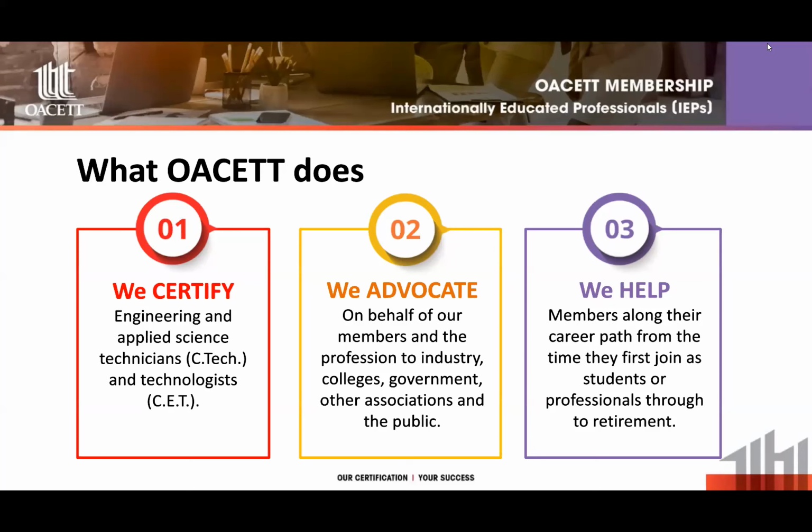And what else do we do? We help members along the career path. So we have many members that join as students. Of course, if you're internationally educated, you will have already completed your post-secondary education, in which case you usually join us as an internationally educated professional. So I just want to make note that this is an excellent category to join us under. OACETT was one of the first organizations that actually made sure that people who joined who are internationally educated did not require Canadian work experience. I know that recently PEO made those changes, but we actually made that change originally in 2016.